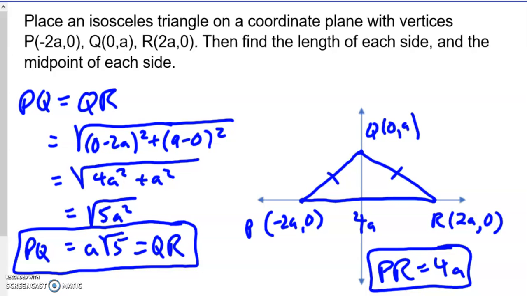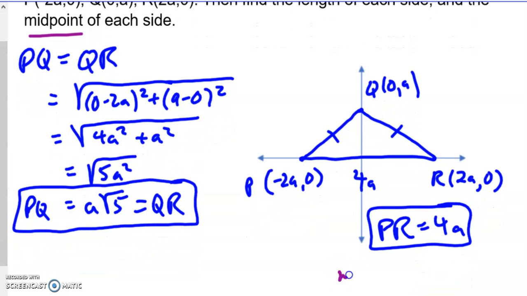Now we need to find the midpoints of each side. So if I find the midpoints here, well, the easy one is the midpoint of PR. Since again it's a horizontal line, I can do the midpoint formula, but obviously it should be the origin. All right, 2a on this side, distance of 2a on that side.